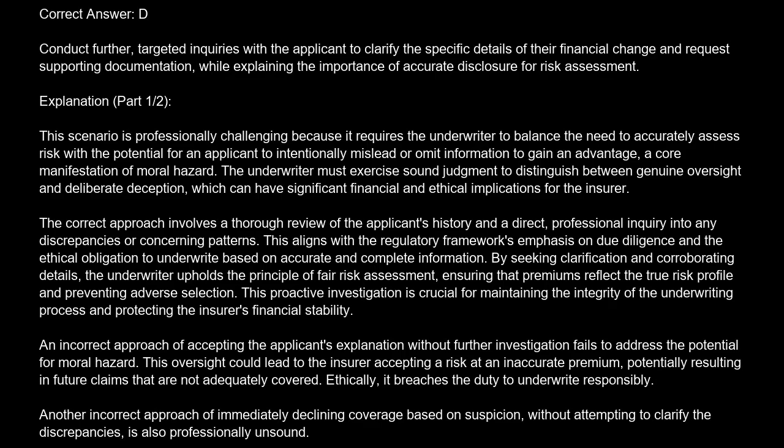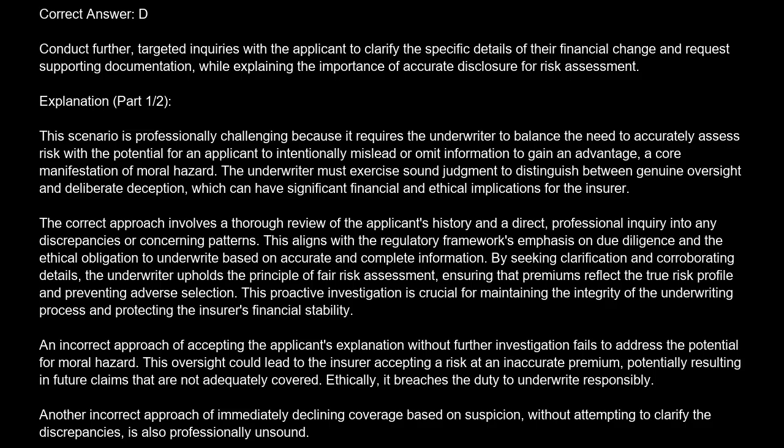The correct answer is D. Conduct further targeted inquiries with the applicant to clarify the specific details of their financial change and request supporting documentation, while explaining the importance of accurate disclosure for risk assessment.